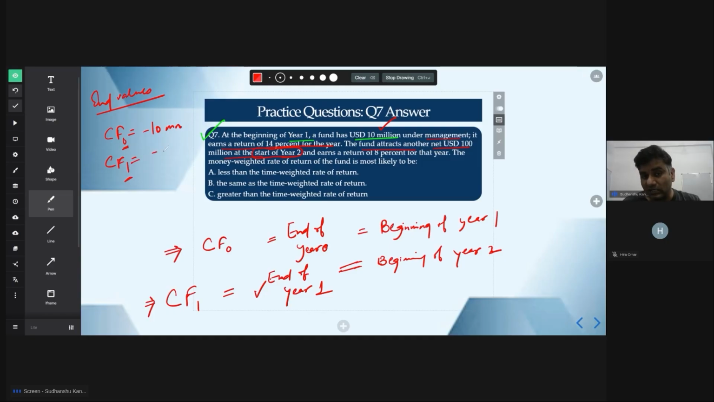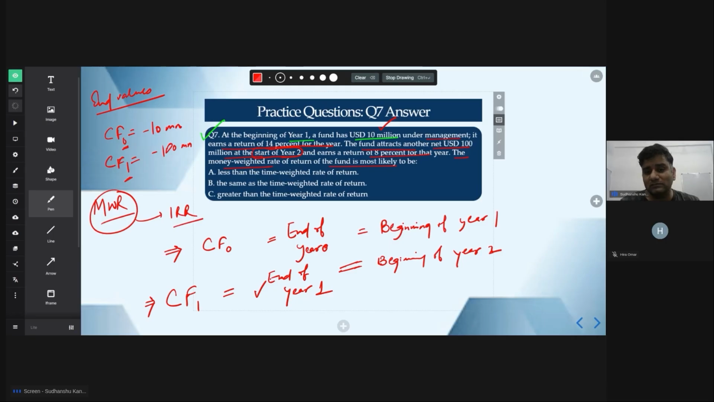So CF1 is equal to, again, since you are receiving that money, negative 100, and it earns a return of 8% for that year. Fine. The money weighted rate of return of this fund is most likely, right? Now we have to calculate the money weighted return. Again, same concept. We have seen just now how money weighted is calculated. We have to calculate the IRR. It is done by your calculator.